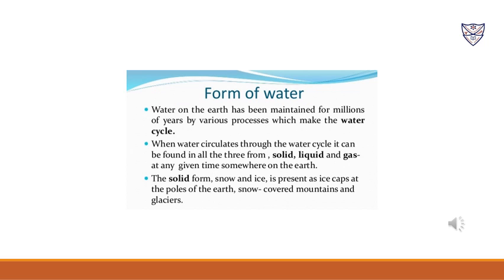There are three forms of water: solid, liquid, and gas. Solid is ice, liquid is the water that we drink, and gas is the vapor which is present as moisture in the atmosphere. Now we need to understand that for human life survival, it is essential that water is maintained in a proper proportion. So the water cycle plays a very important role in this process.